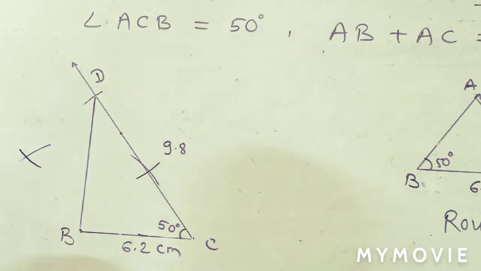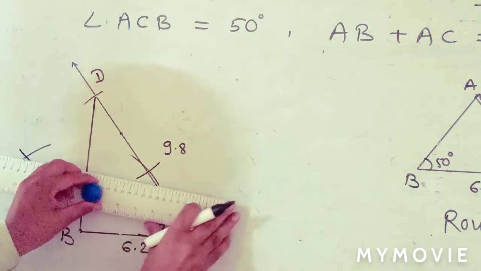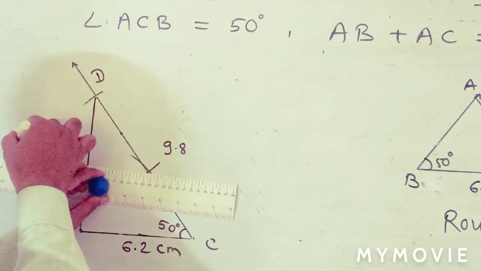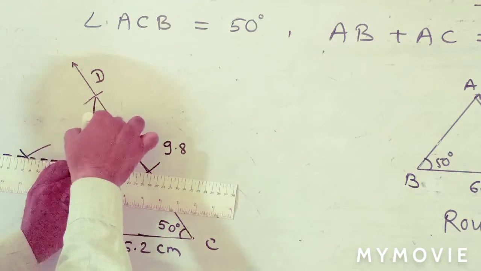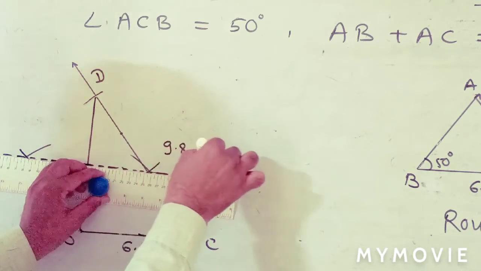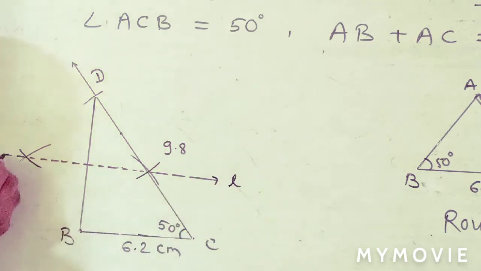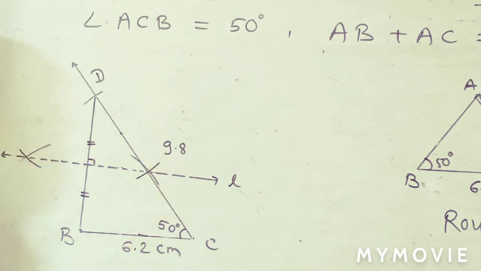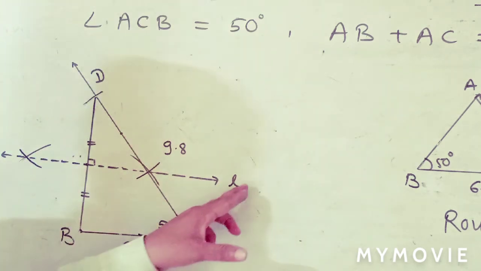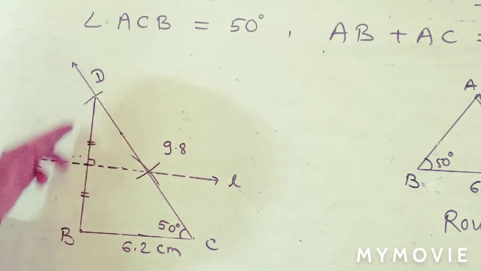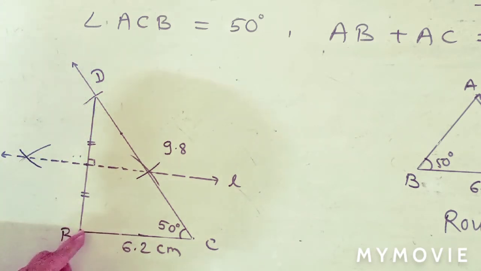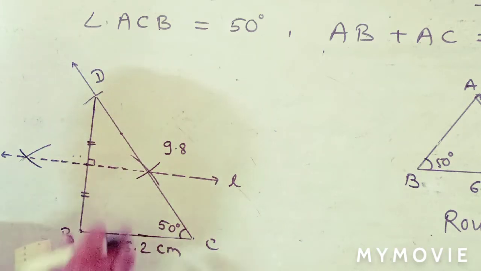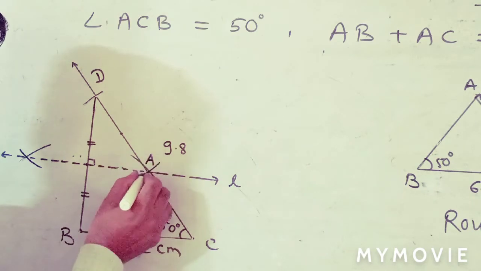Now with the scale, draw a line passing through these intersection points. This is line L, the perpendicular bisector of DB. Here identical marks for the bisector, perpendicular for 90 degrees. And after drawing the perpendicular bisector of DB, where is the intersection point of the bisector and CD? The intersection point is here. It is point A.